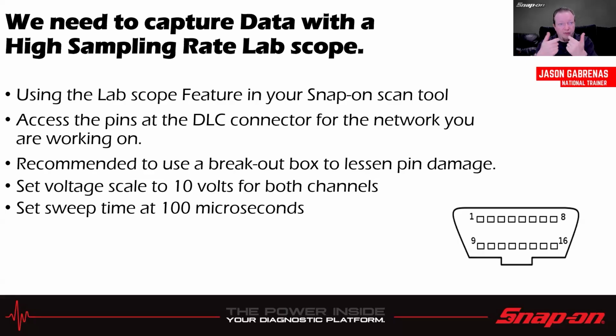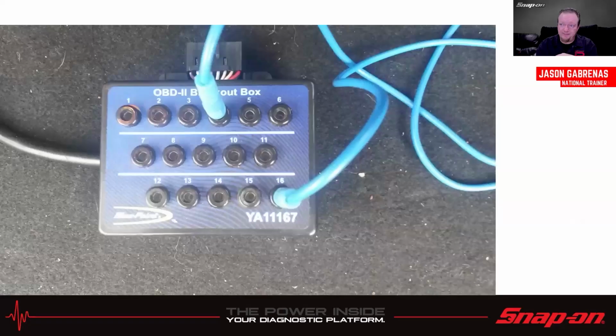You don't want a front probe, and it's usually hard to back probe, so we're just going to use, I'll show you a breakout box in a second. Set the voltage scale to 10 volts to start. This is for CAN, but any of them would pretty much be in that range, except for the ones that are like 12 volts. Then you put it in a 20-volt range, I guess. Set the sweep time at 100 microseconds, and we'll see what we get.